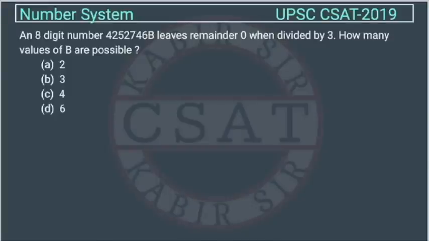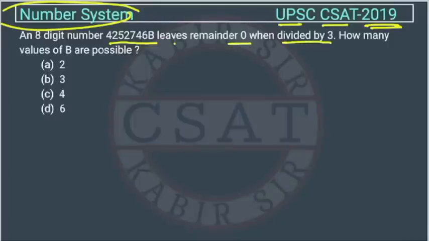So this is a question from the number system chapter asked by UPSC in the CSAT paper of 2019. They have given an 8-digit number that leaves remainder 0 when divided by 3. How many values of B are possible? Right. So see, this is a very standard question related to divisibility.